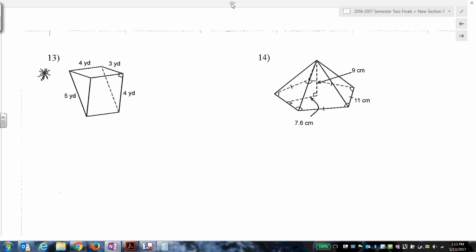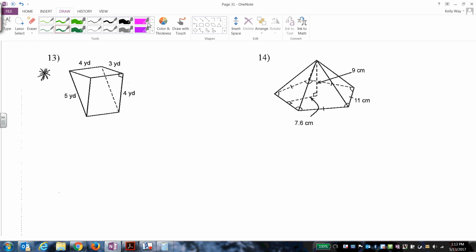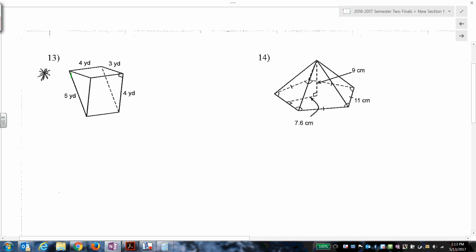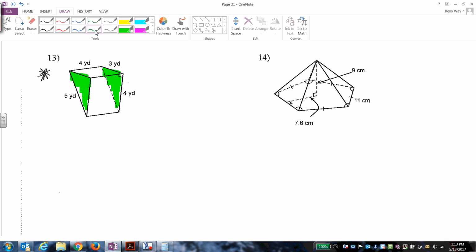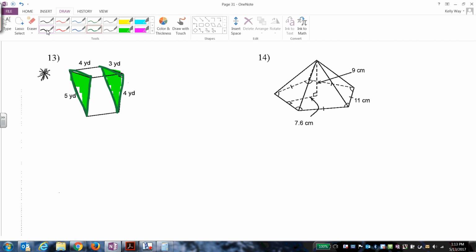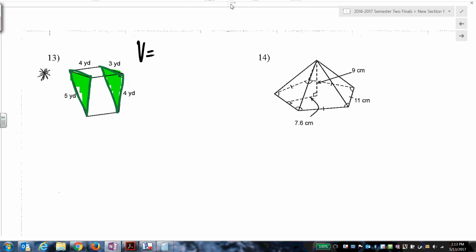Taking a look at 13. Again, you're looking for your bases here. Your bases are CPR: congruent, parallel, and connected by rectangles. In this case, your bases are these two triangles. These two triangles are congruent, they are parallel, they have nothing but rectangles connecting them. So I write volume equals base times height, because it's a prism, not a pyramid. My height is the distance between the bases, which in this case is going to be 4.